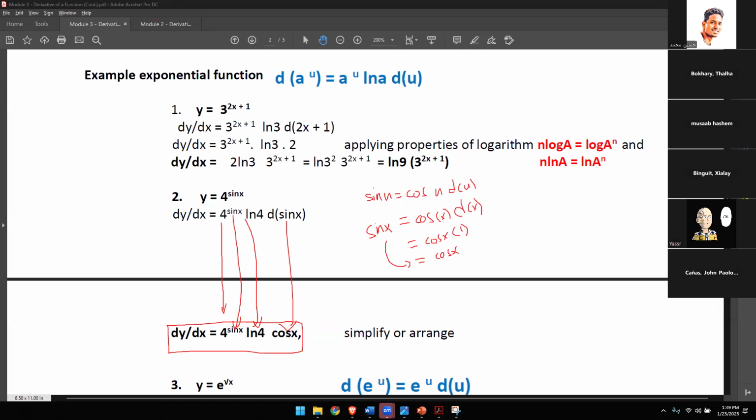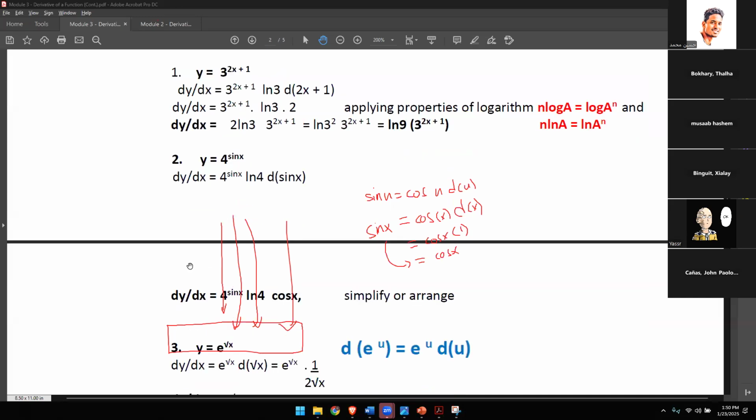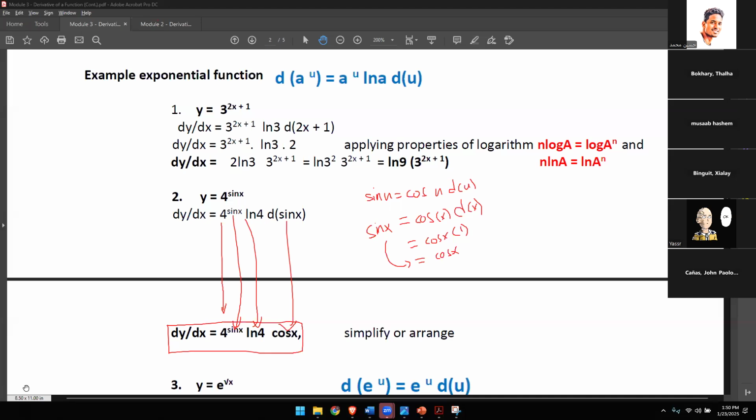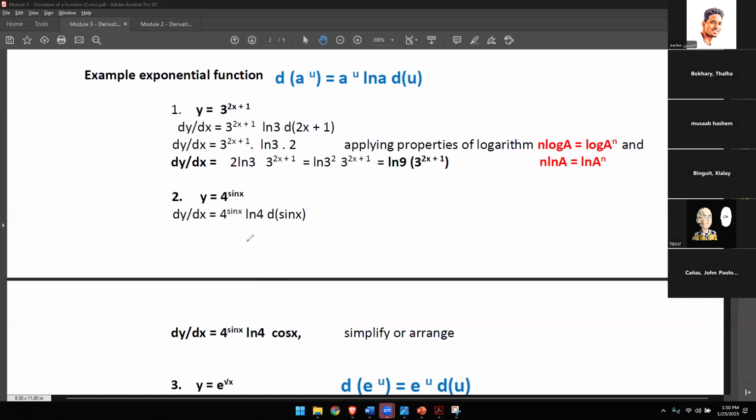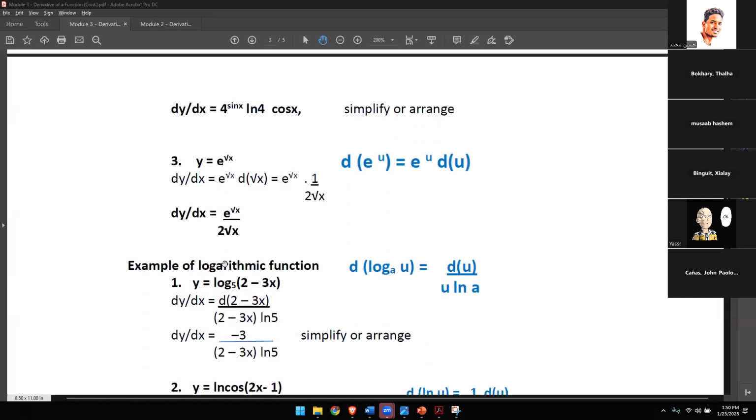Okay, so are we clear on this example number 2? Yes, sir. Okay, very good. Now let's proceed to example number 3.